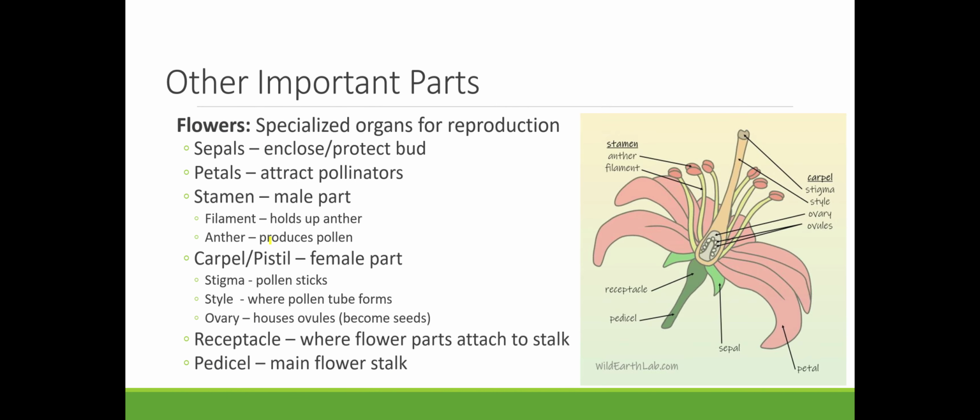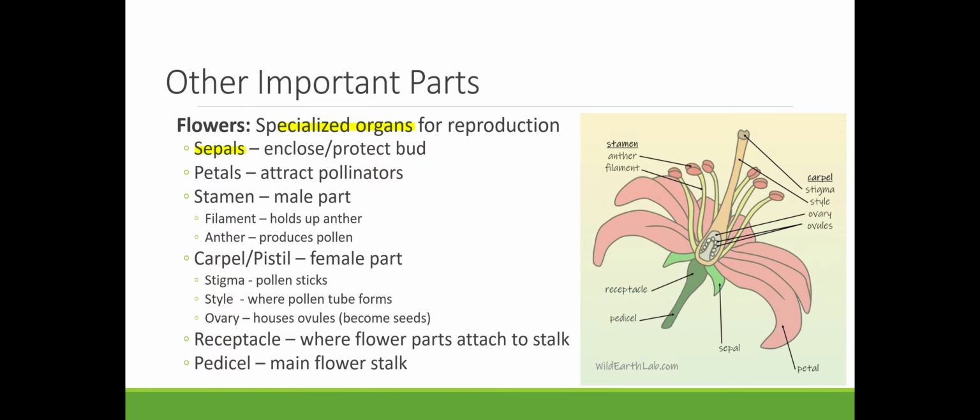One thing that we haven't talked about yet in terms of plants are flowers. And so notice that a flower is a specialized organ, and it's all about reproduction. Of course, the flower is unique to the angiosperms, and we'll take a closer look at flowers when we talk about plant reproduction. But the flower has a lot of unique parts that allow it to reproduce successfully.